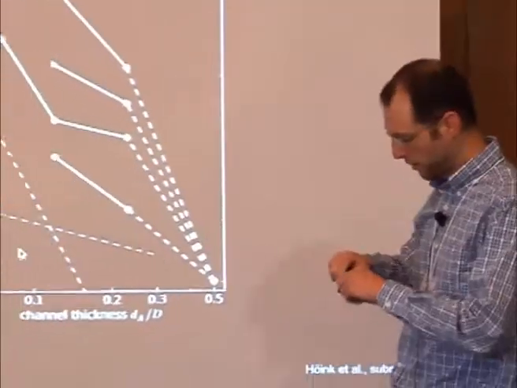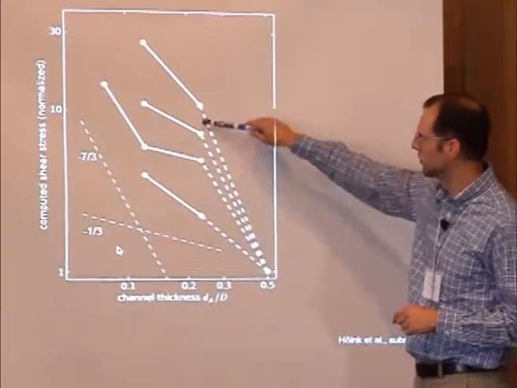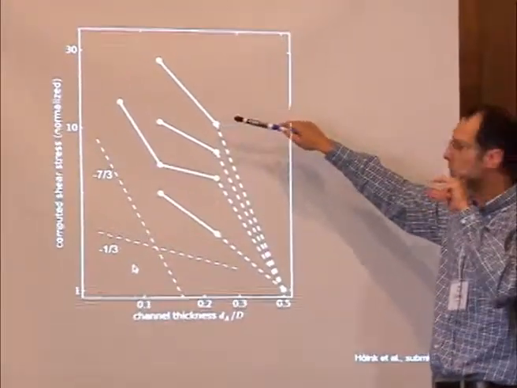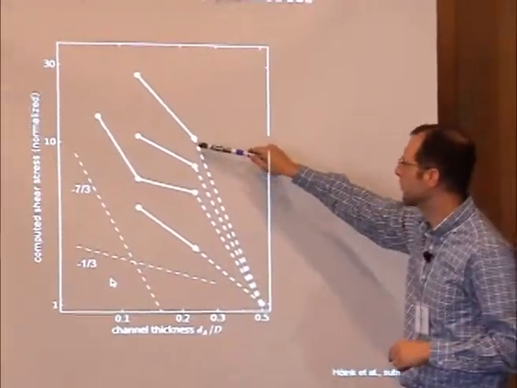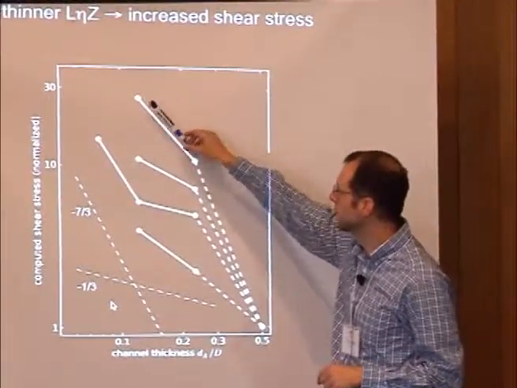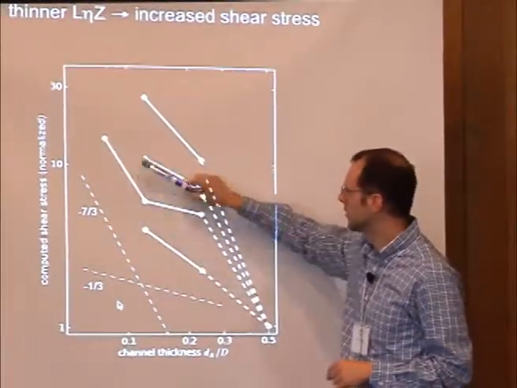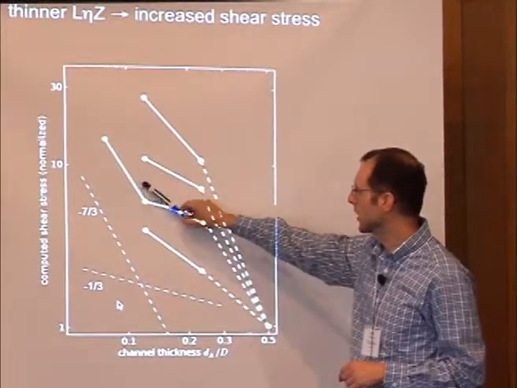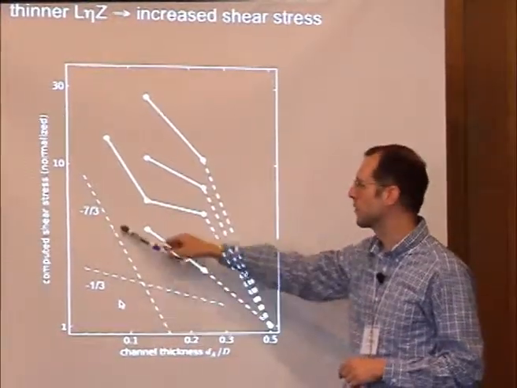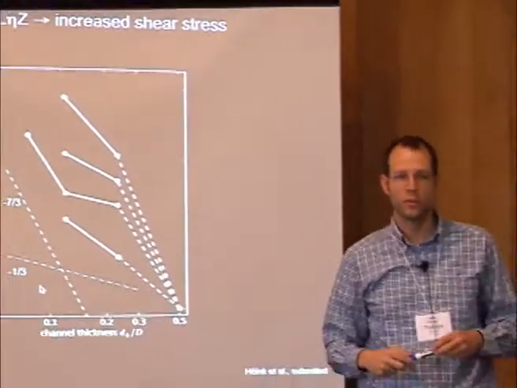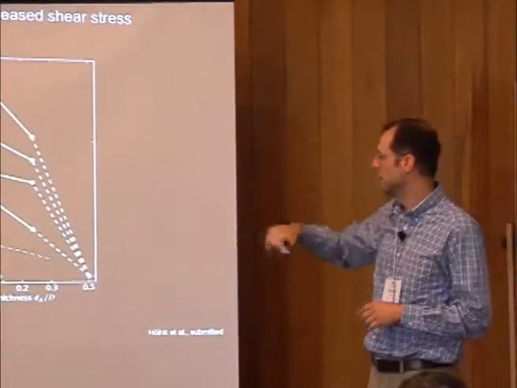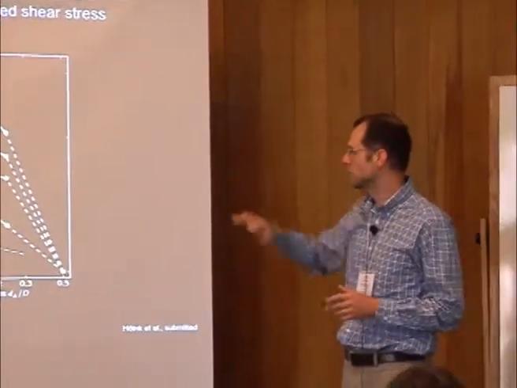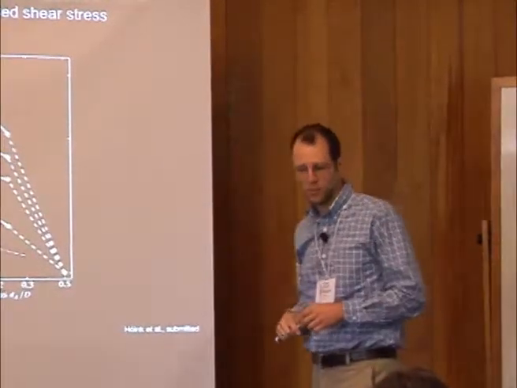If you put an asthenosphere in, you already see an increase in shear stress here. And if you further decrease the thickness of the asthenosphere, you see a further increase. Interestingly, this increase scales somewhere in between -1/3 and -7/3, which I introduced earlier. So this suggests that the simple scaling arguments from before give us insight into what's happening in those complex simulations.